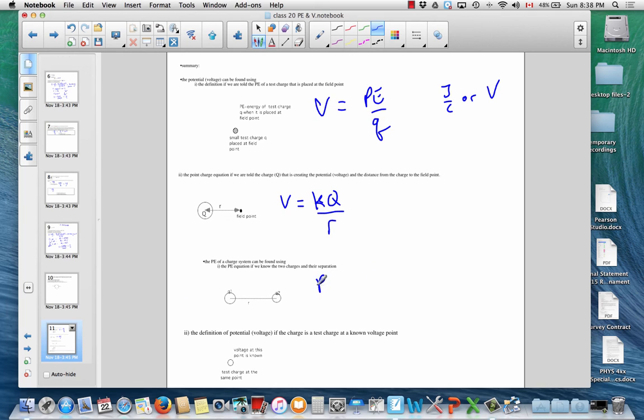The potential energy is given by kqq over r. We could also cross-multiply this expression. If you happen to know the voltage and you're putting a charge Q at that point, you could find the potential energy using this relationship here.